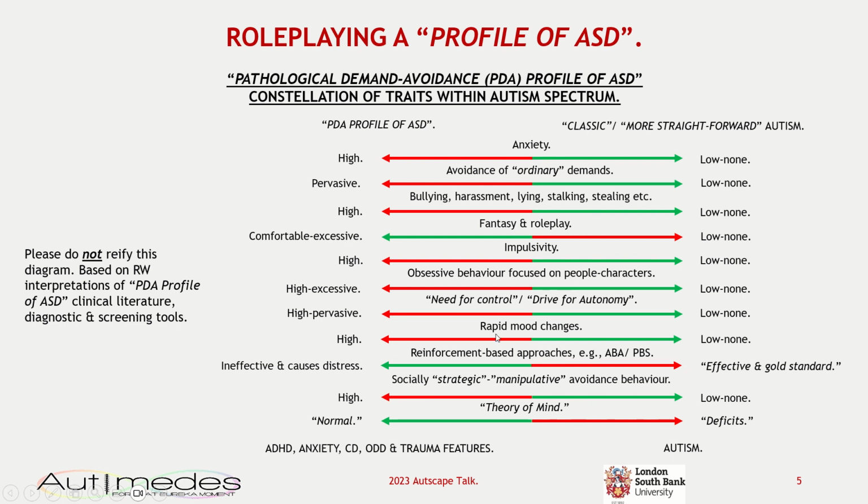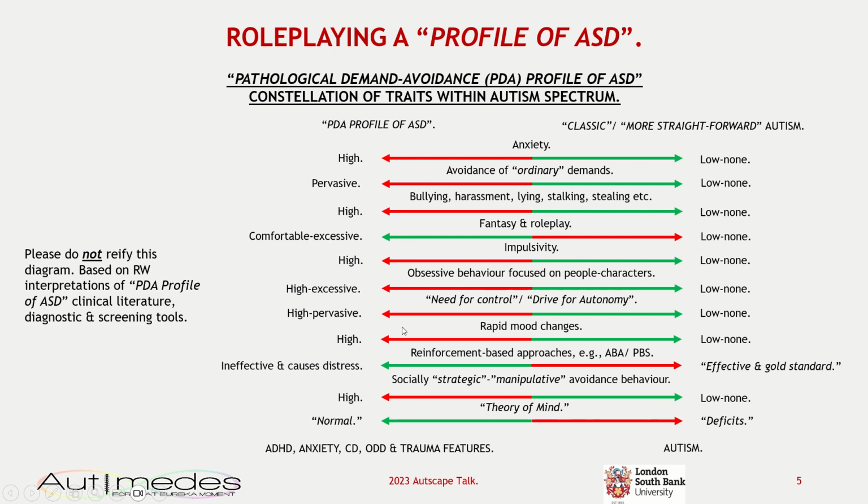Please don't rely on this diagram. There are some problematic aspects with it. I'm just going from the PDA literature, and what the arrows show is that red is meant to be impaired, and green is meant to be less problematic or not a problem. On the left-hand side, you have PDA profile of autism, and on the right-hand side, classical, more straightforward autism as referred to in the PDA literature. I put down how you might otherwise interpret them: just autism on the right, and on the left a bunch of co-occurring difficulties like anxiety, ADHD, conduct disorder, and trauma features, instead of PDA profile of ASD, which gets the gist of where I'm going with this talk.